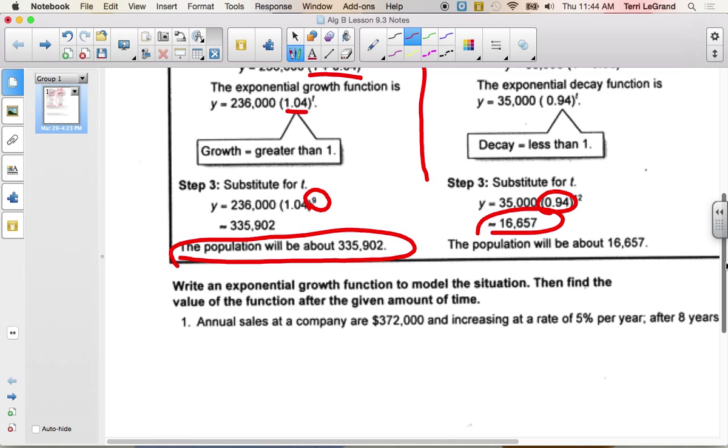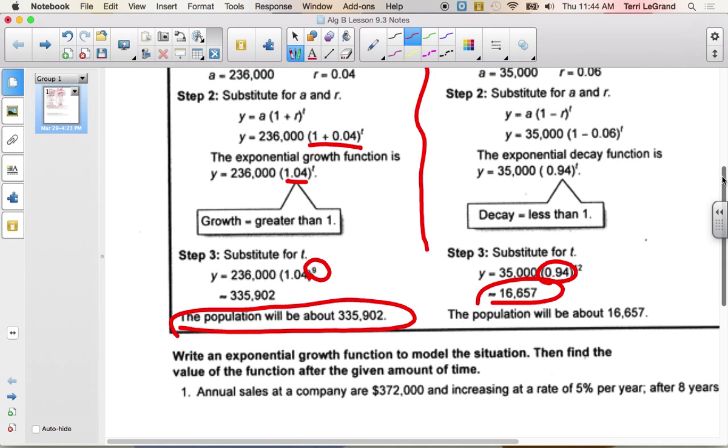Hey, tell me something, without us getting real fancy here, tell me something about the graph for this exponential growth one over here. What would it do? It would rise from left to right, wouldn't it? As time goes on, the population would increase.